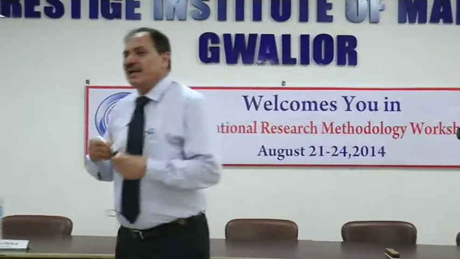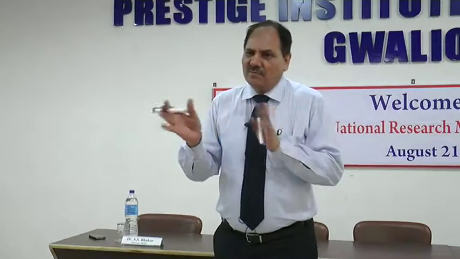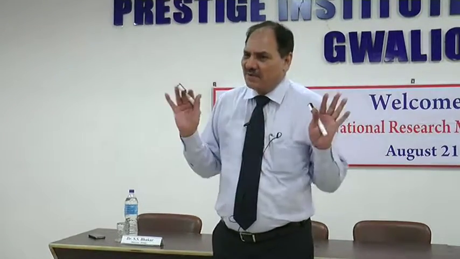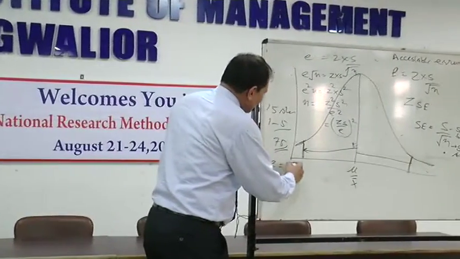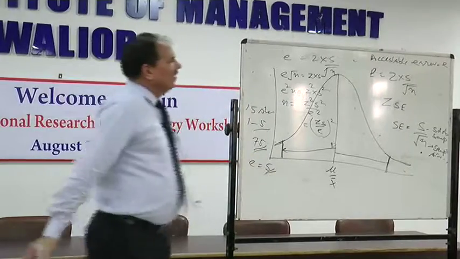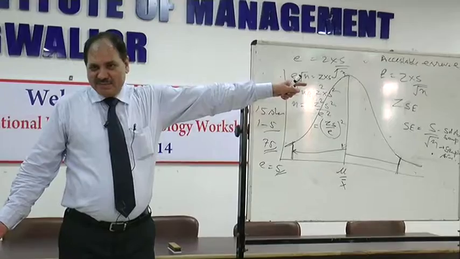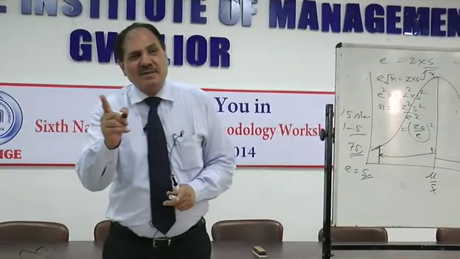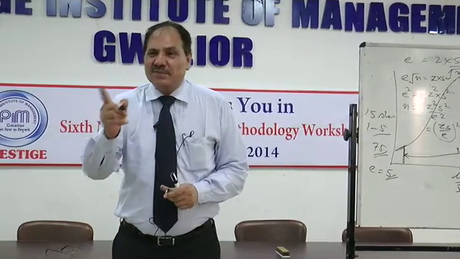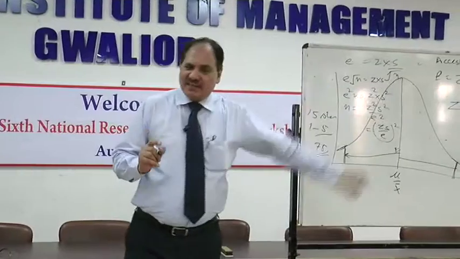So we are ready to accept an error in this case of 5. That 5 score this side, that side would not make a difference. So that means the error acceptable to us is 5. Now let's work out what would be the sample size. Sample size might be for 1% level of significance and 5% would be different. Let's work out for 5% level of significance.